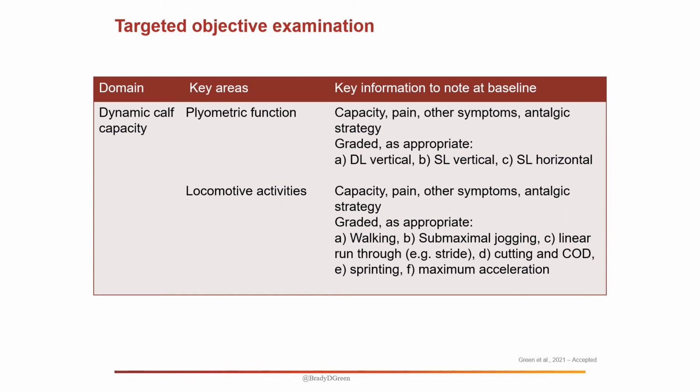For severe calf injuries, where they're still painful walking, they can't execute a 2-leg calf raise, this part of the assessment won't occur acutely, and this is something that you'll look at as they resolve in terms of their symptoms. But when we do introduce it, double leg vertical, followed by single leg vertical, followed by single leg horizontal.